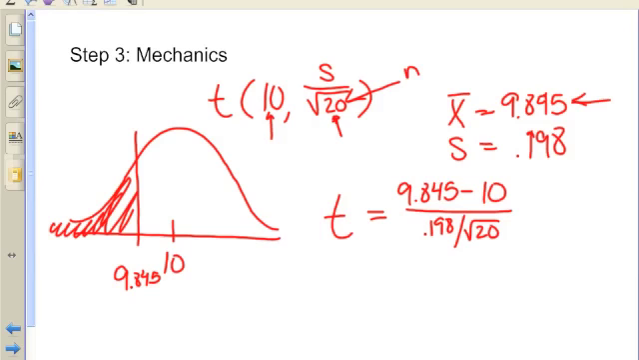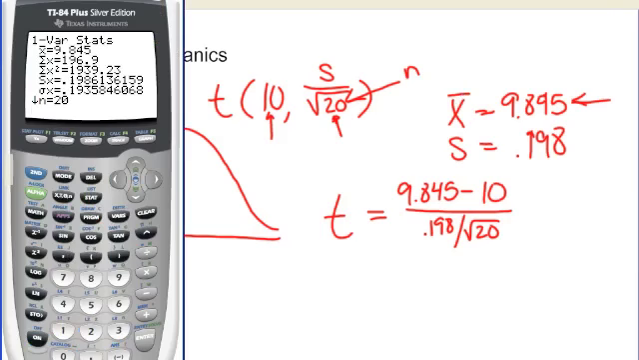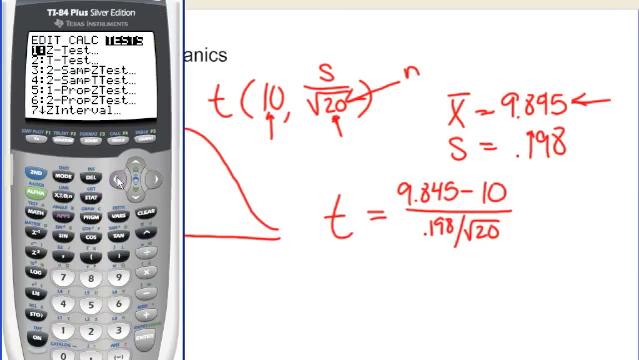And you can go through and put that in your calculator. And then instead of normal CDF, you could use TCDF. But again, I'm just going to show you my secrets and my shortcuts because I think you're ready. If I go to Stat and I go to Tests, I can do a t-test.